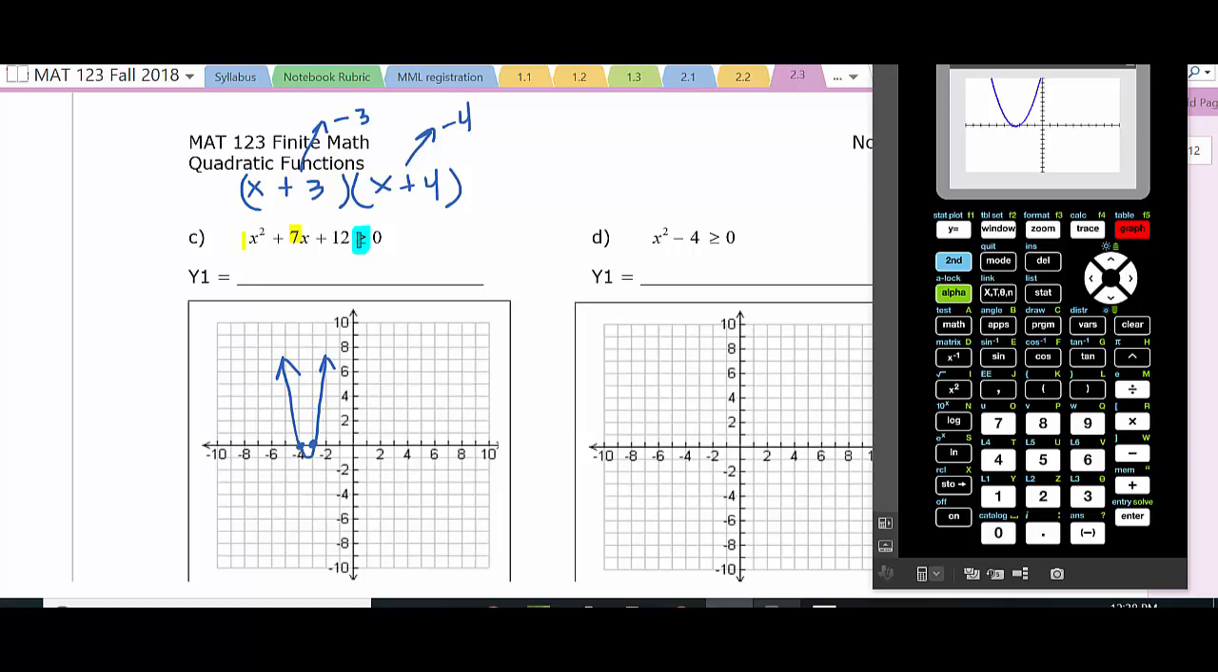Above, exactly. So you're looking at this area here is where that happens. So where does that happen? Between what and what? -4 and -3, right, okay.